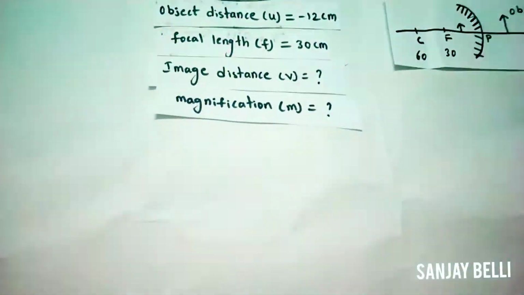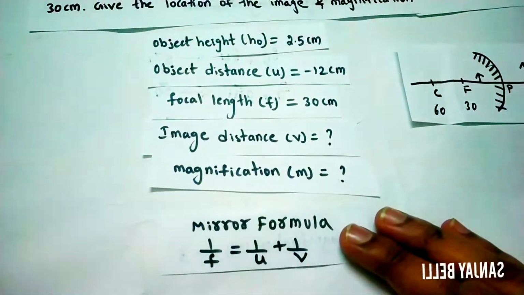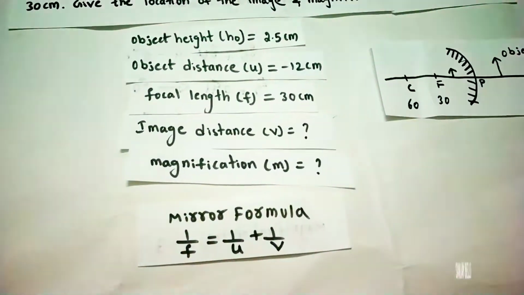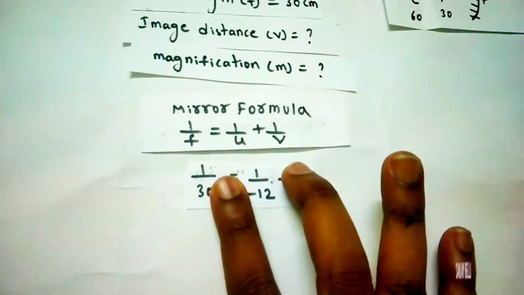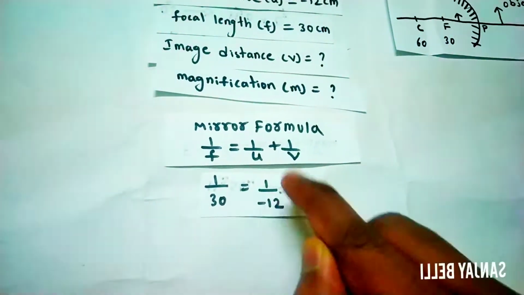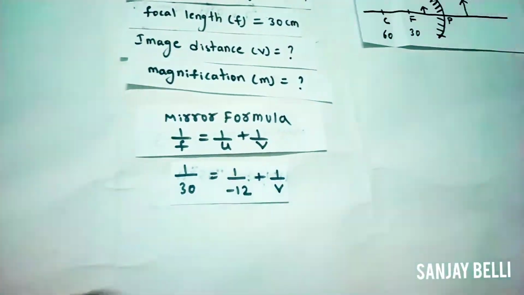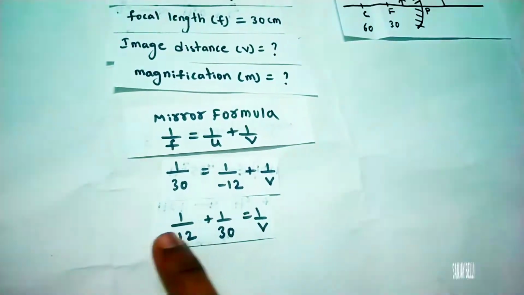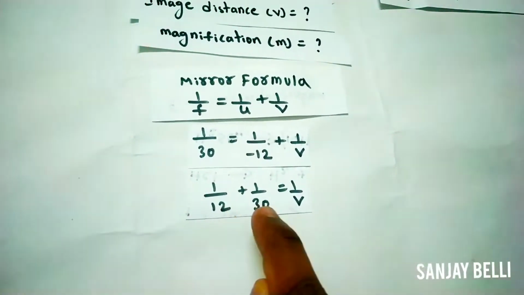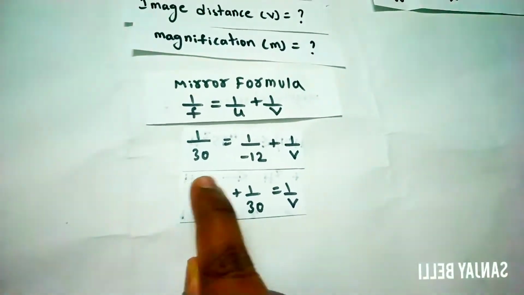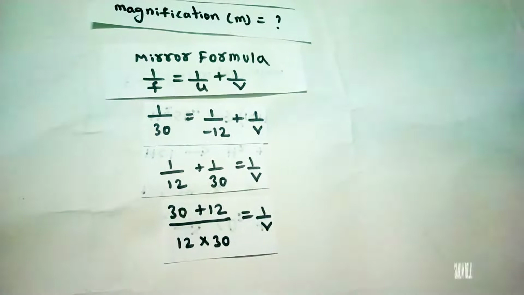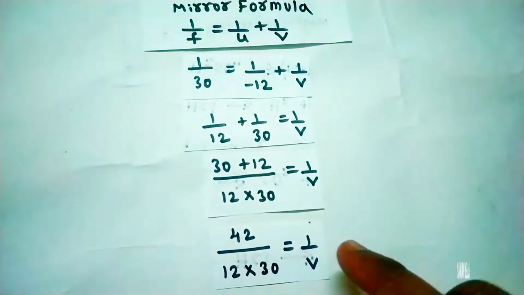Now let me solve this problem using the mirror formula. Mirror formula: 1 by F equals 1 by U plus 1 by V. Here F is nothing but 30 and U is nothing but minus 12. Just substitute here. So 1 by 30 equals 1 by minus 12 plus 1 by V. Now you have to shift this 1 by minus 12 to the left side, and it will become positive. Now you see, 1 by 12 plus 1 by 30 equals 1 by V. Now we have to do the LCM. 12 into 30 at the denominator, numerator 30 plus 12. So 30 plus 12 is nothing but 42. So 42 by 12 into 30, as you know.